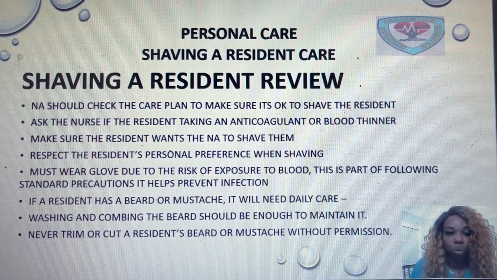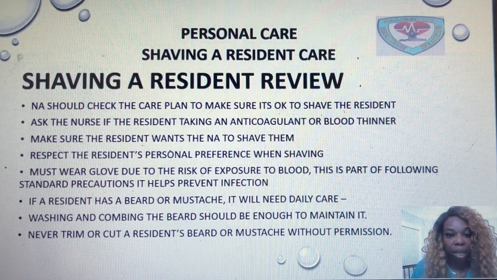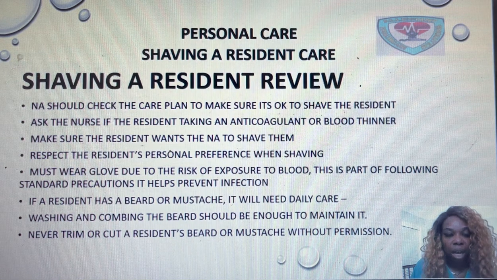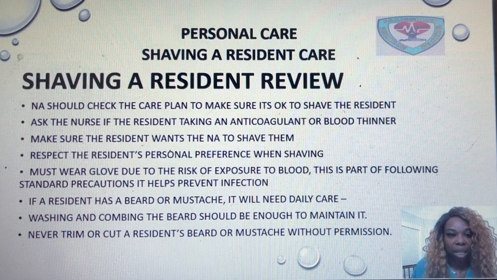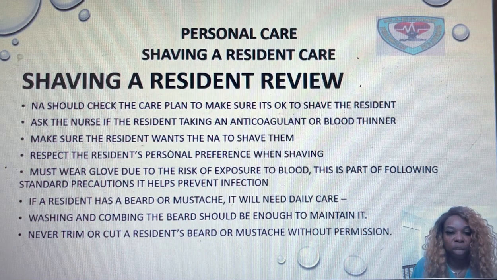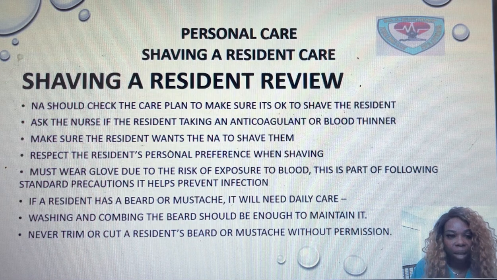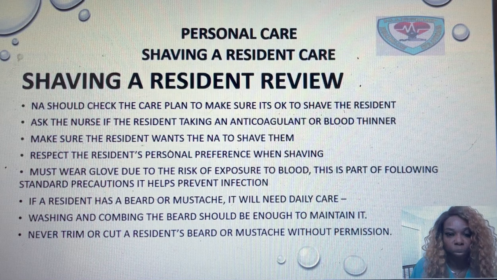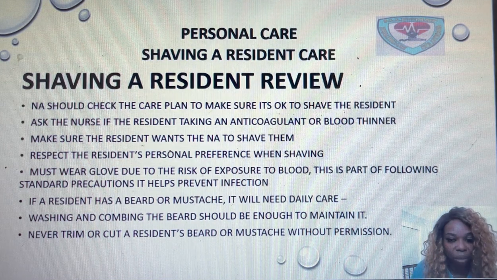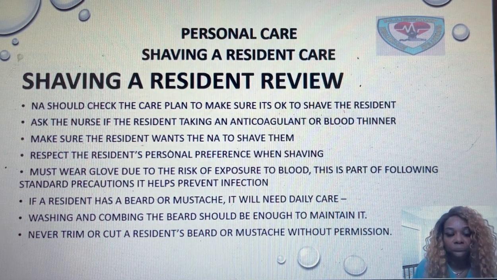You want to provide privacy. You want to use a barrier, and it's okay when shaving a resident to apply a warm towel to their skin to soften up the hair before you get started. Once you have checked with the nurse to determine whether the resident is on an anticoagulant or not, you will determine whether you're going to be using a safety razor, a disposable razor, or an electric razor when you are providing care.